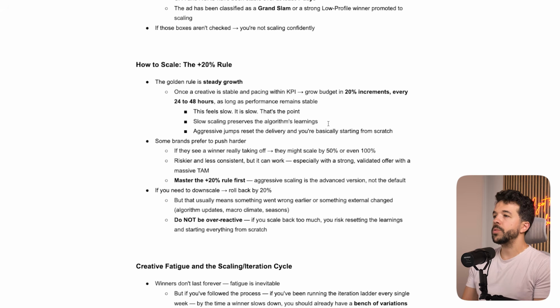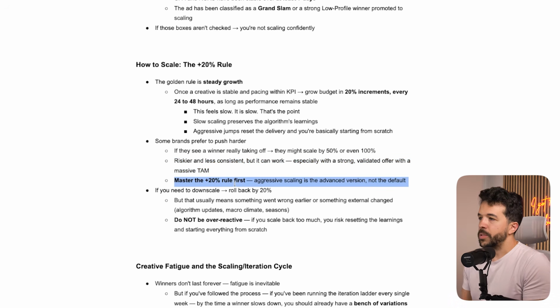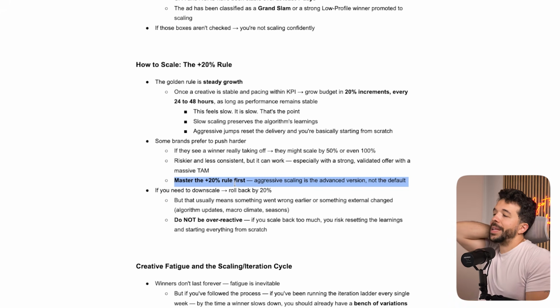Some brands prefer to push harder. If they see a winner really take off, they might scale by 50 or even 100%. This is riskier and less convenient, but it can work, especially with a strong validated offer and with a massive TAM. What I would recommend is mastering the 20% rule first, and then aggressive scaling can be an advanced version of that, but I wouldn't default into it.